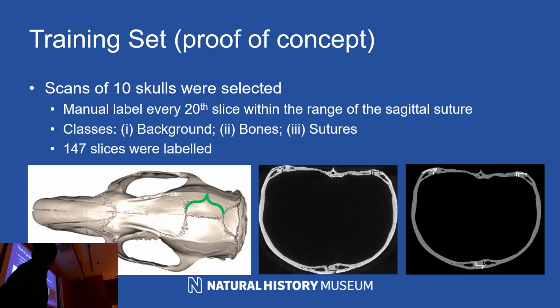What we label is the background, the bone, and the suture. The bone is gray and the suture is white. So it's a three-class semantic segmentation task. For the very initial data set, we got 147 slices labeled, and we tried to use it as an initial training set to see if the method actually works, whether it can detect sutures.